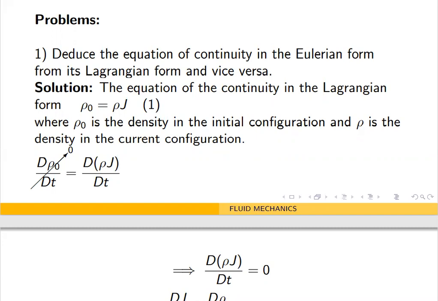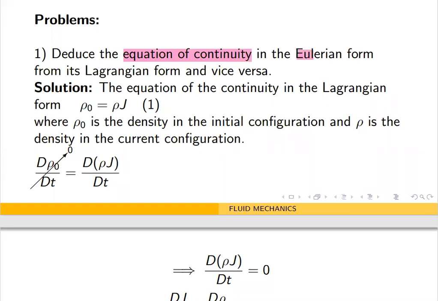Right now, let us take the first problem. The first problem says: deduce the equation of continuity in the Eulerian form from its Lagrangian form, and vice versa. That is the problem. Let's go to the solution.